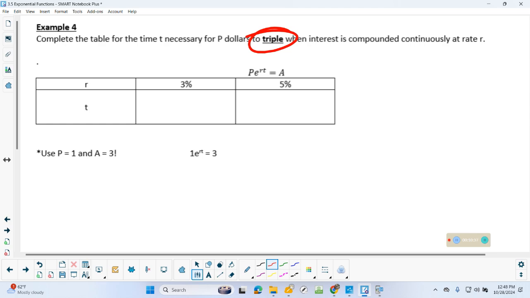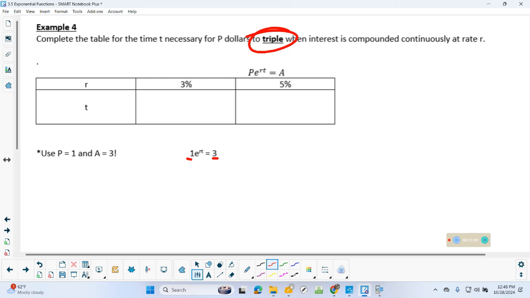So, triple. They didn't give us an initial investment, so I just have to be smart enough to know if we're tripling money, $1 turns into $3. So I put the 1 and the 3 in there. I know I could make it any numbers I wanted. 500 would turn into 1,500. 20 bucks turns into 60. You're just always in that ratio. $1 is going to make $3.